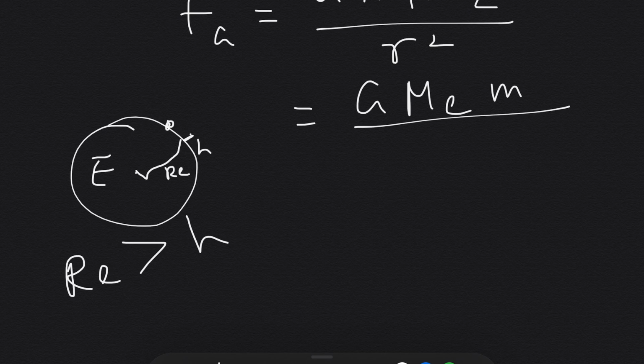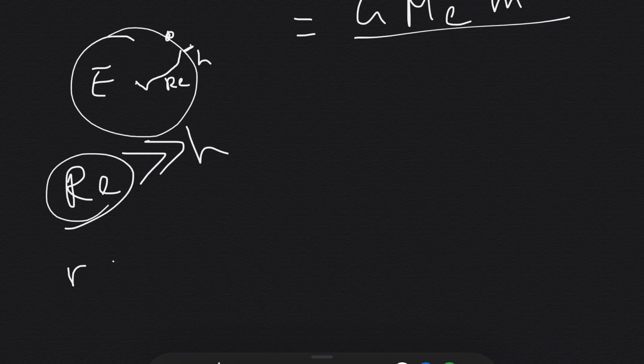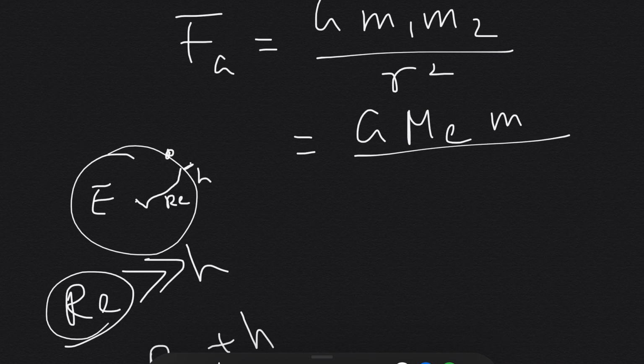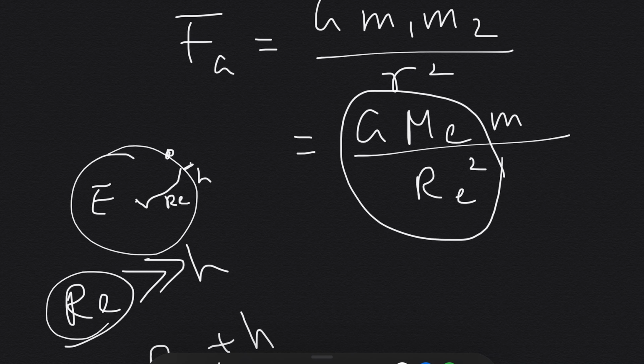Now for most objects that are close to Earth, the radius of the Earth is always a lot bigger than the height, or how far above Earth it is. So if you're sitting on a chair, for example, that additional height that makes you above Earth's surface is very small compared to this radius. So remember, r is equal to the radius of the Earth plus h, but we can approximately say that it's just the radius of the Earth because the radius of the Earth is so big compared to the height. So instead of having this little r squared, I can write Re squared.